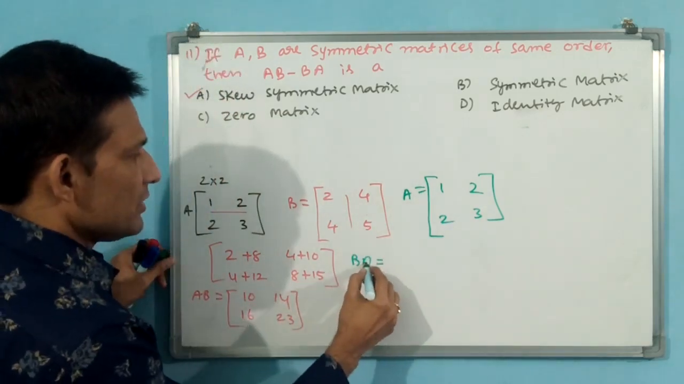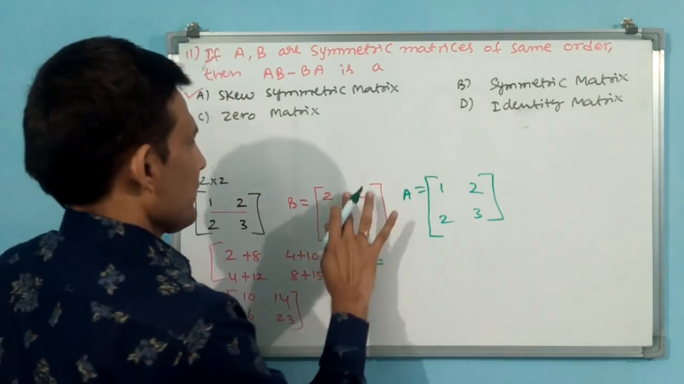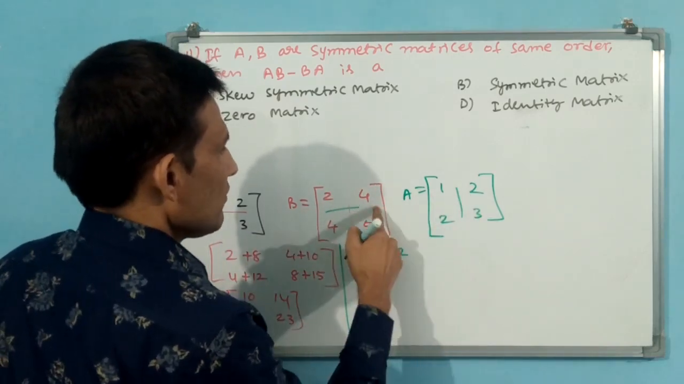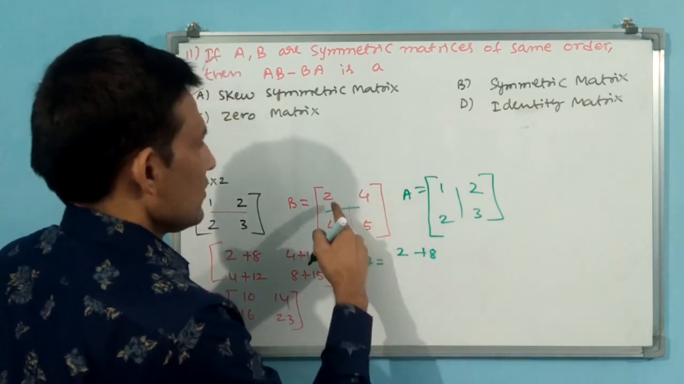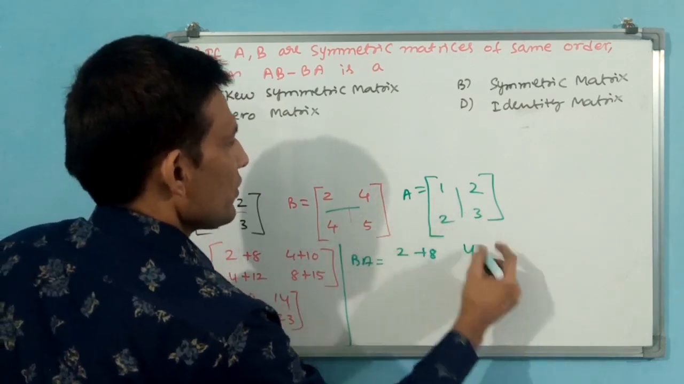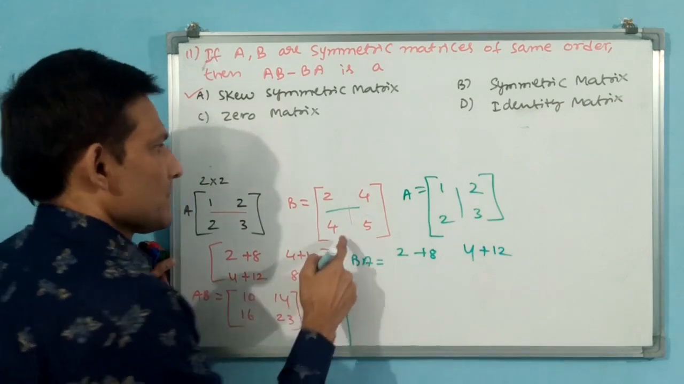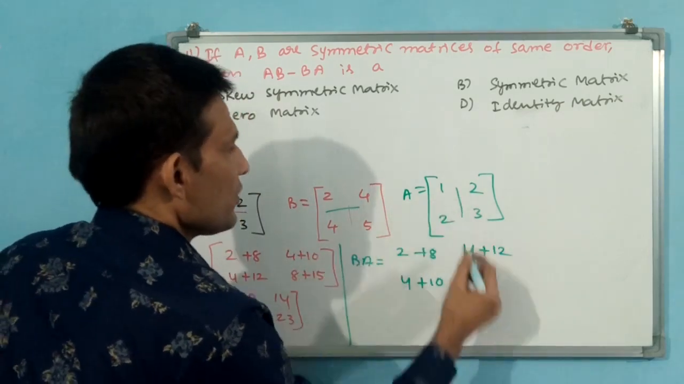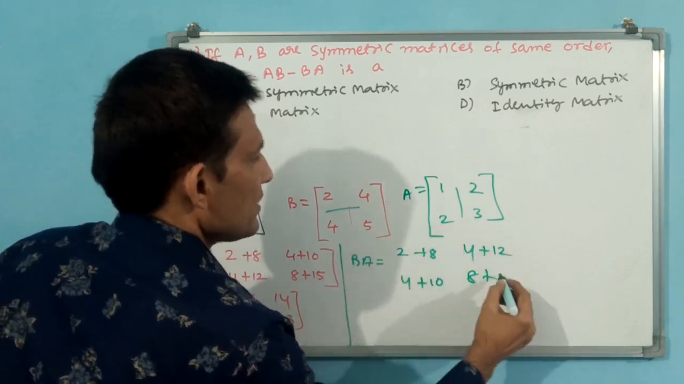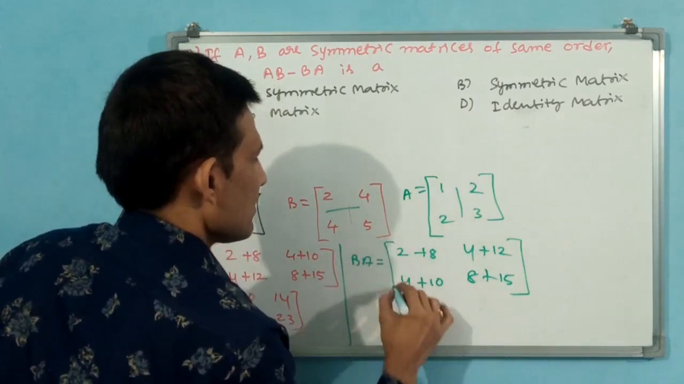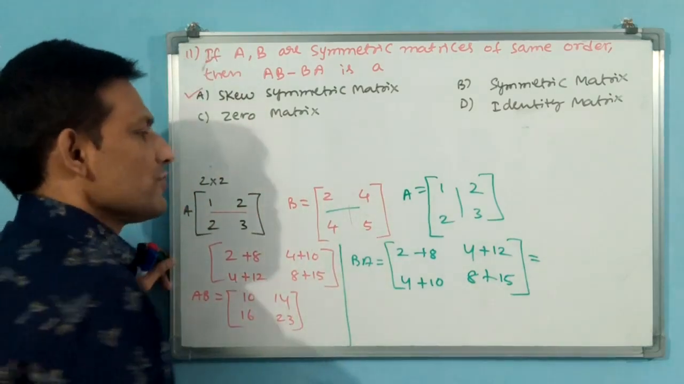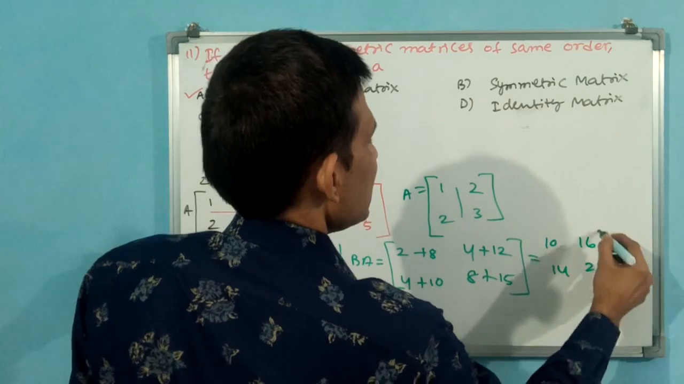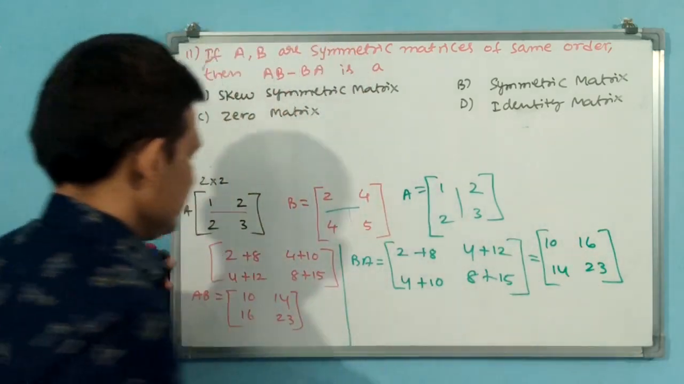Now BA is equal to, okay, 2 into 1, 2, 4 into 2, 8. 2 into 2, 4, 4 into 3, 12. 4 into 1, 4, 5 into 2, 10. 4 into 2, 8, 5 into 3, 15. What is going to come? 10, 16, 14, 23. Okay.